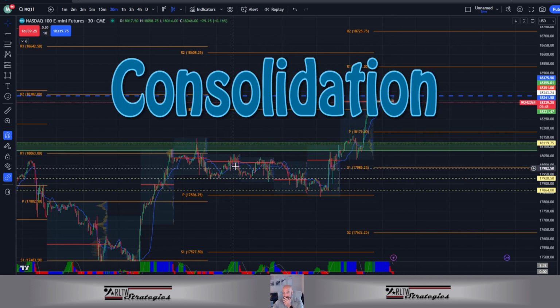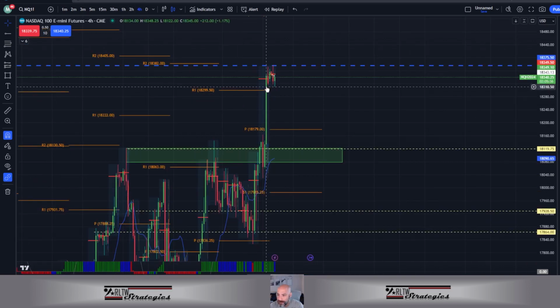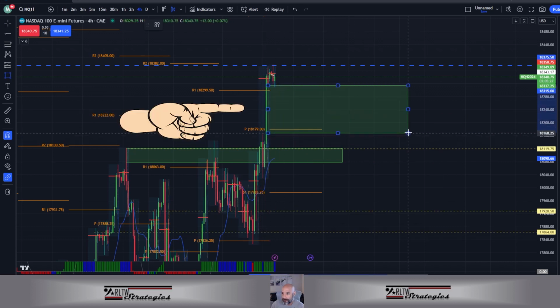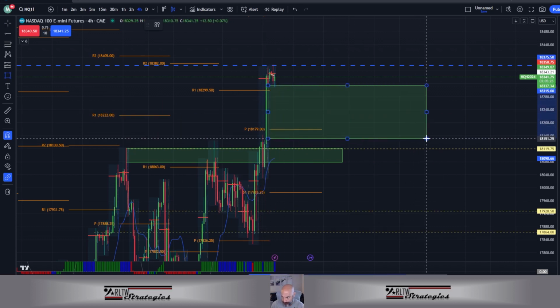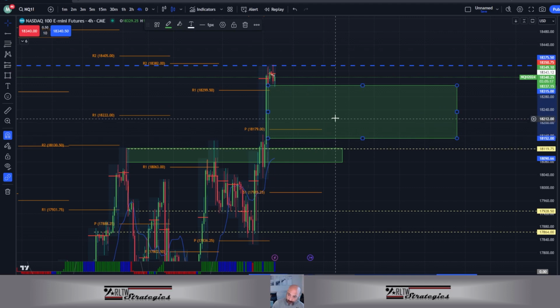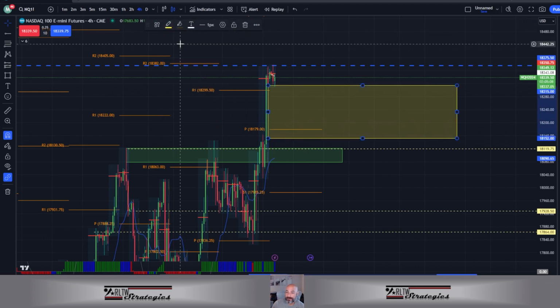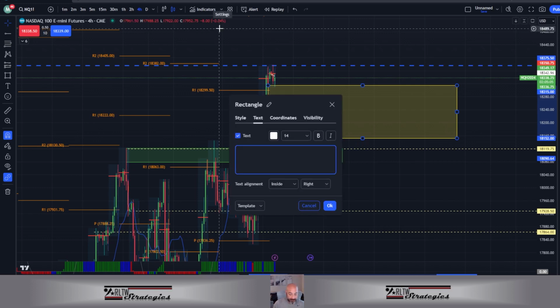Got this congestion in this area. Inefficiency area, we have an inefficiency area from here to here. That's a lot of area that price could fluctuate, right? So price could bounce in between this box all day. Could happen. That would be an area of inefficiency.